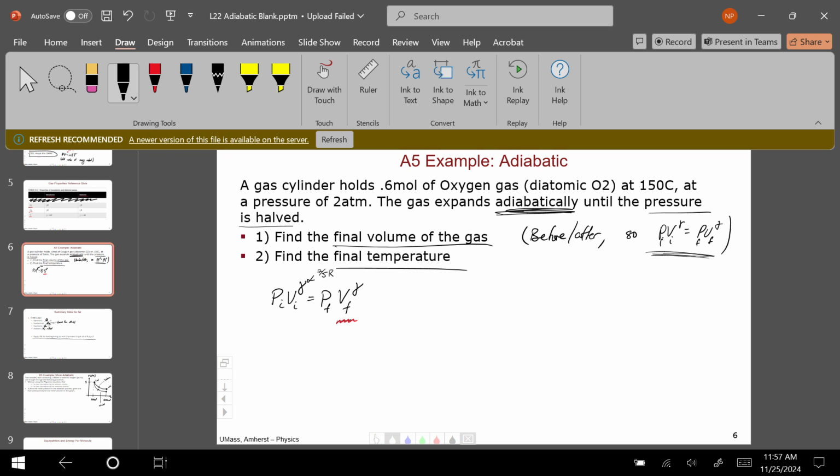We're going to have to do work on all these other variables because at first glance, we have 4 unknowns. We secretly only have 1, but we're going to need to mess around with stuff a little bit. So let's ask ourselves some things. P final and P initial: we do know P initial. P initial is 2 atmospheres. And P final, the pressure is halved. The pressure is just 1 atmosphere.